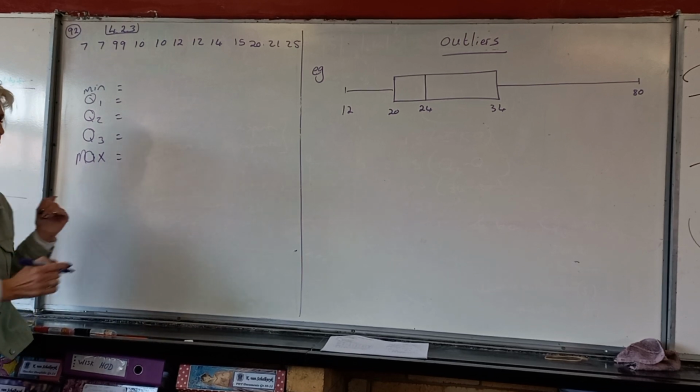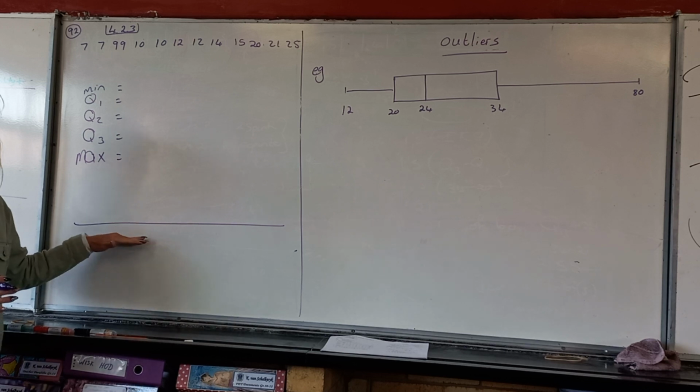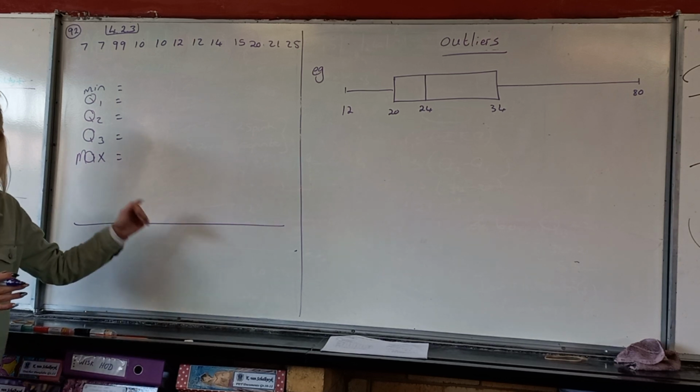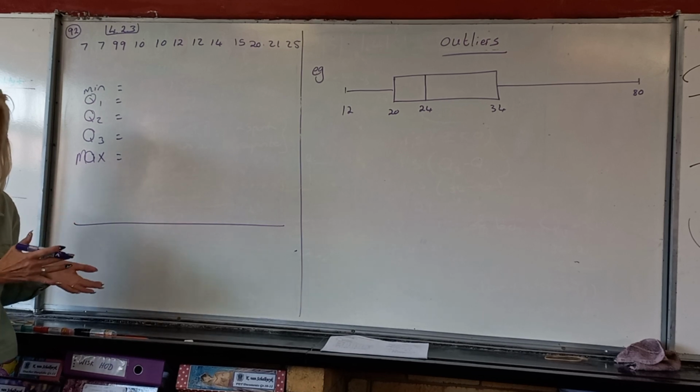Once you have that, you can go and draw your box and whiskers on a number line that has to be according to scale. This is the easy peasy part of maths. You can get lots of marks here.